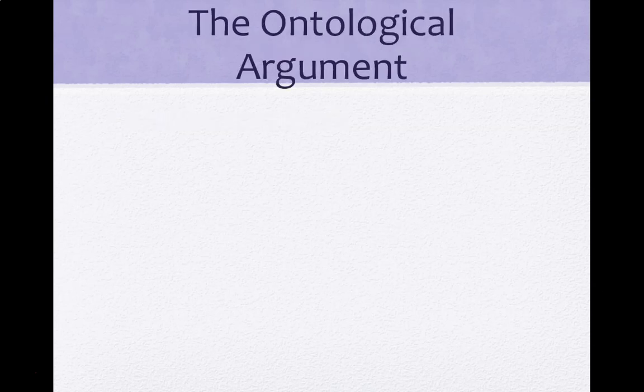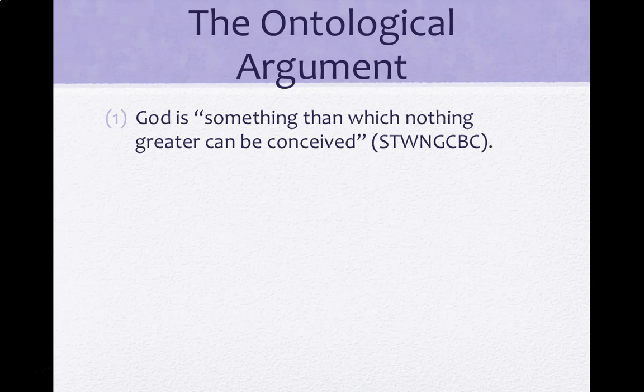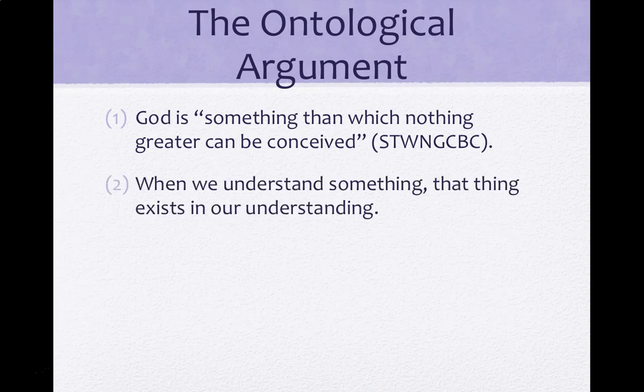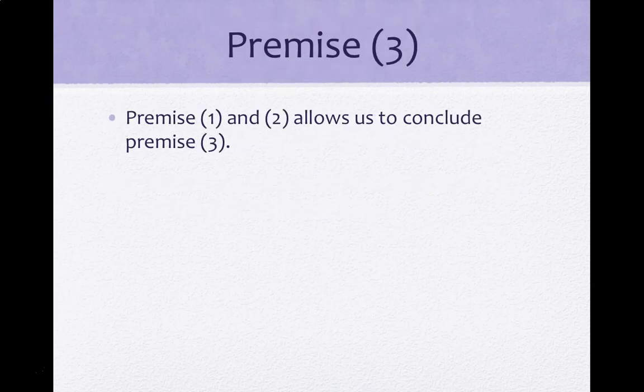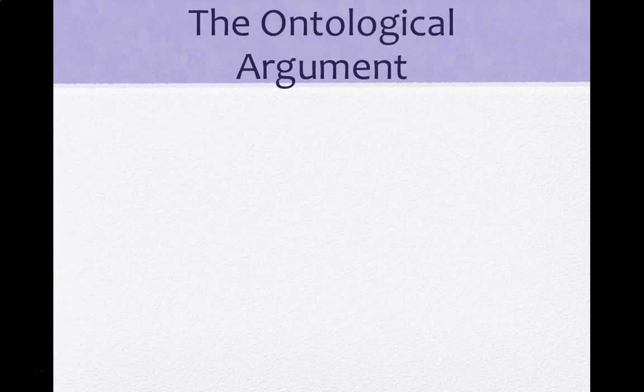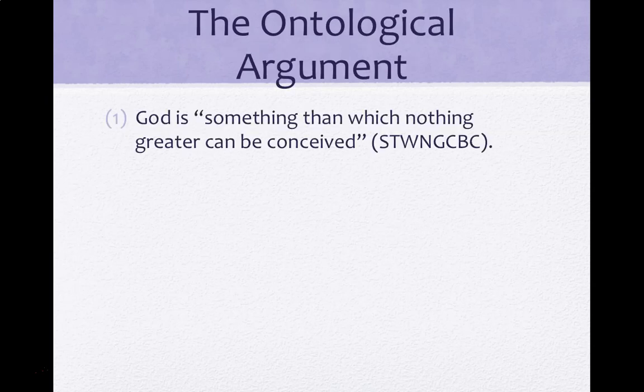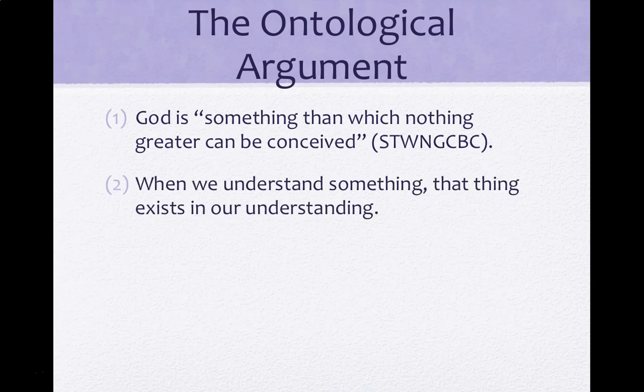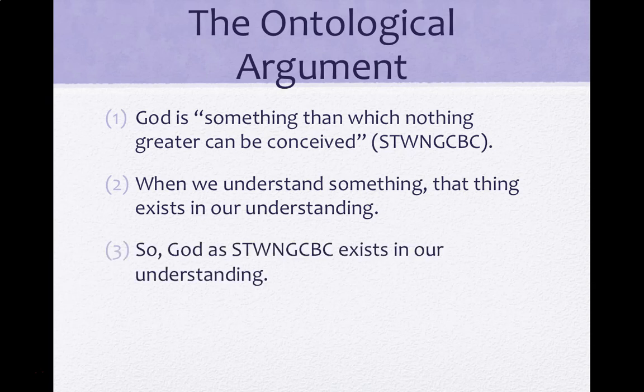All right, so all of this gives us premise number two. So premise one, God is something than which nothing greater can be conceived. And now two, when we understand something, that thing exists in our understanding. And these two together, premises one and two, give us premise three. So God is something than which nothing greater can be conceived. When we understand something, that thing exists in our understanding. And so God as something than which nothing greater can be conceived exists in our understanding. Okay, I think that this is fairly straightforward, I hope.